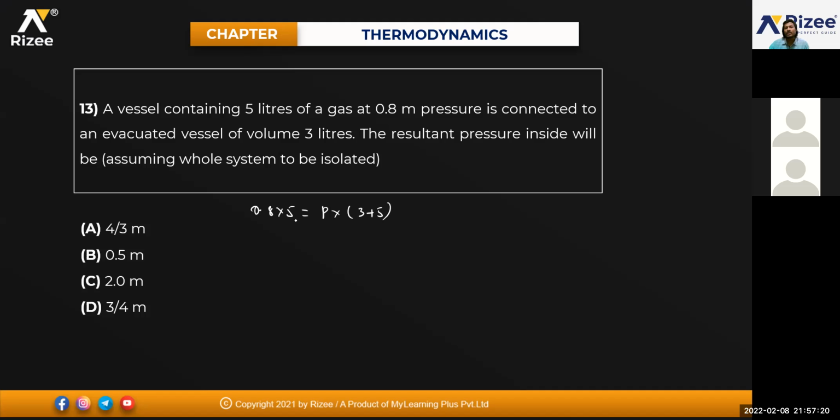Okay. So it is 0.8 into 5 is equal to P into 8. So this is 8 divided by 10 into 5 is equal to P into 8. So this one and this one get cancelled. 5 ones are 5, twos are... So P will be equal to 1 by 2. That means that will be equal to 0.5 meters. B will be the answer to this. Clear, beta?